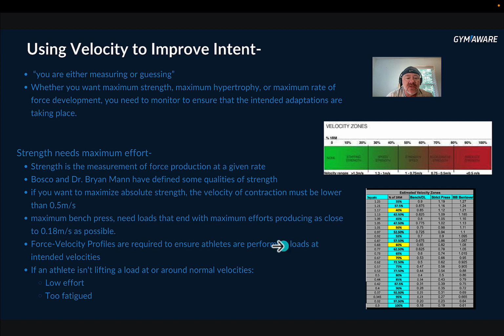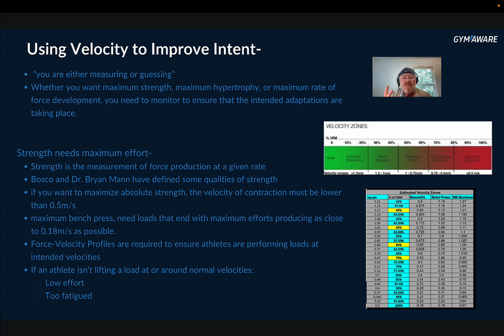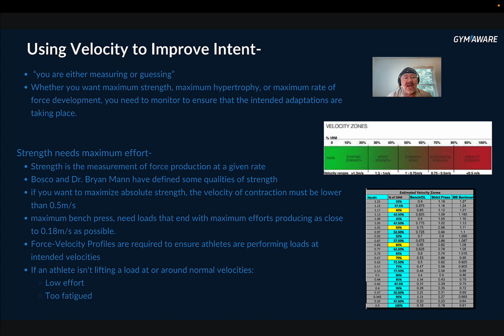If you have a bunch of average 5'7" athletes that are super high twitch, fast twitch, then maybe this will work. But if not, you might want to do your own force velocity profiles. If an athlete isn't lifting a load at or around normal velocities, one of two things is happening. They're either not using the amount of effort they normally use, which means they're slacking off, or they're too fatigued. Either way, it needs to be addressed.